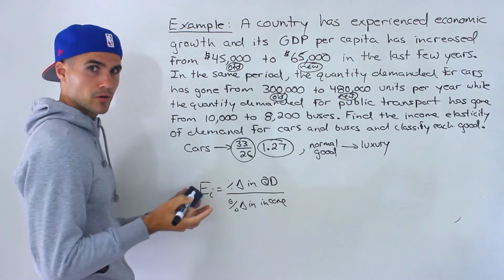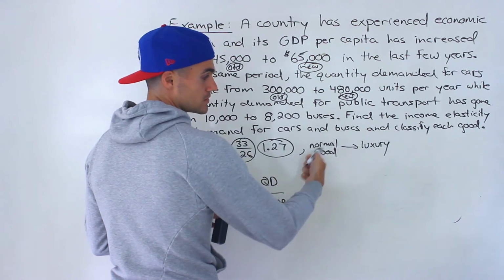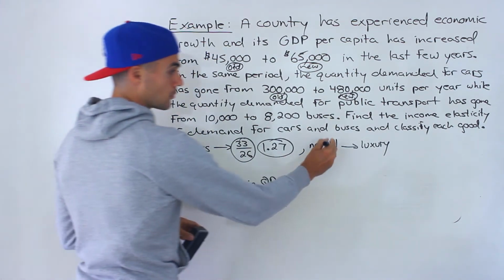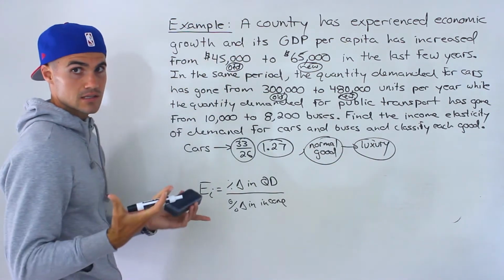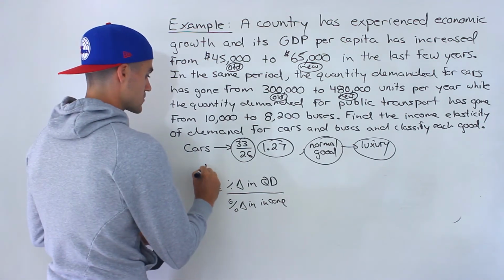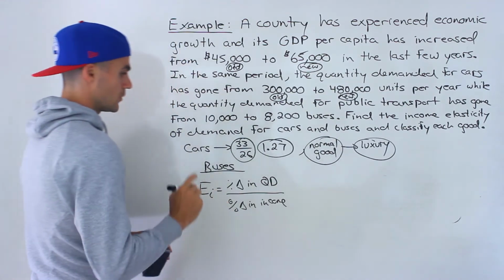Right, again, your particular textbook might deal with one or the other or both, but just in case, I put both there. So cars considered a normal good, subcategory of that is a luxury. That is the classification.